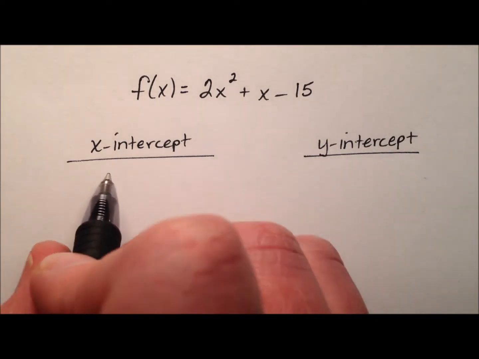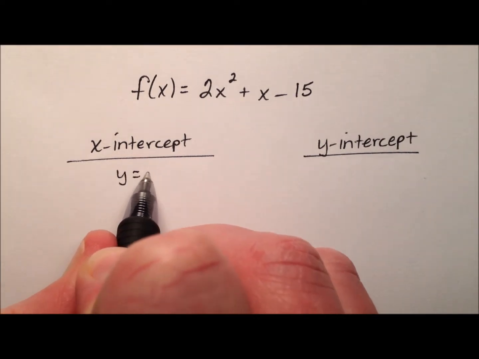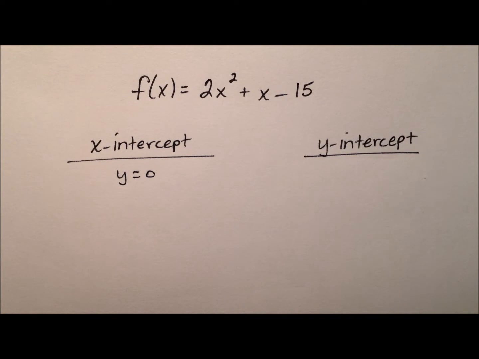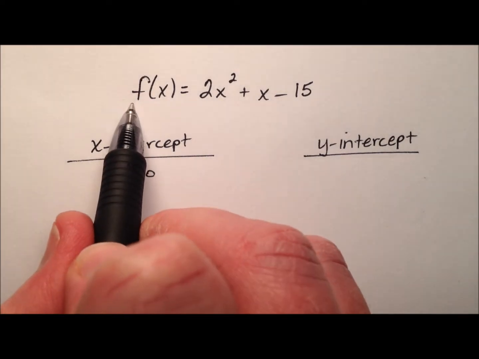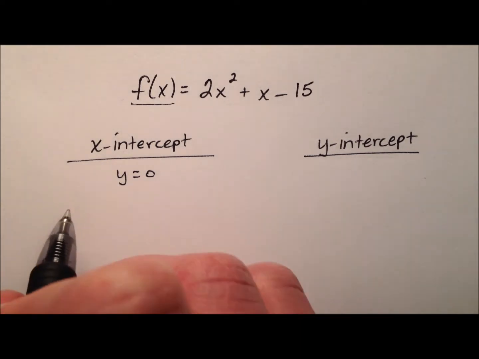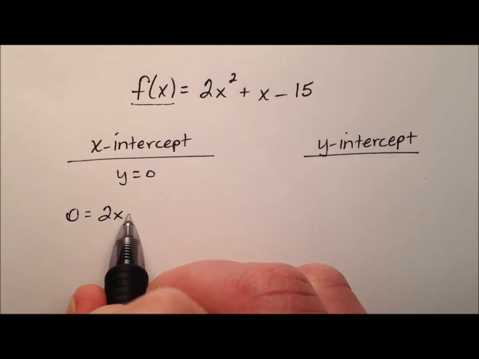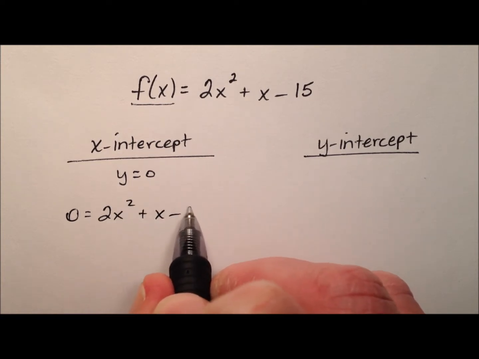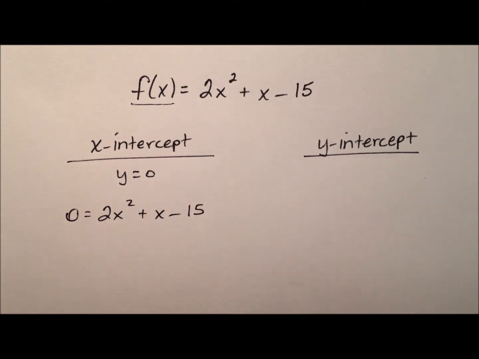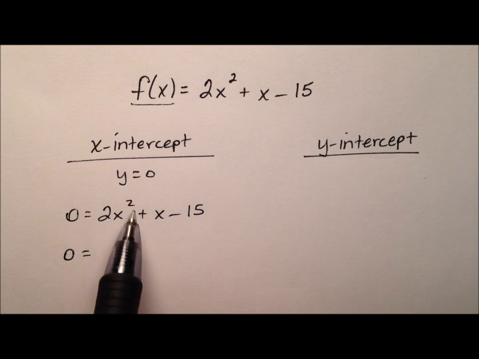So for the x-intercept, we're going to plug 0 in for y, and then we're going to solve that equation that's made for x. So remember, our f of x here is going to be our y. So what we're going to do is take that and say 0 equals, and then our 2x squared plus x minus 15. So we have a nice quadratic equation. And so let's go ahead and factor, if possible, that right side.